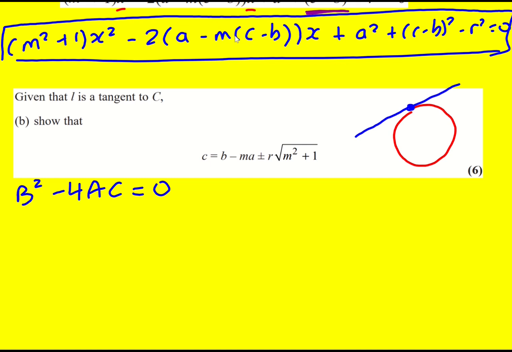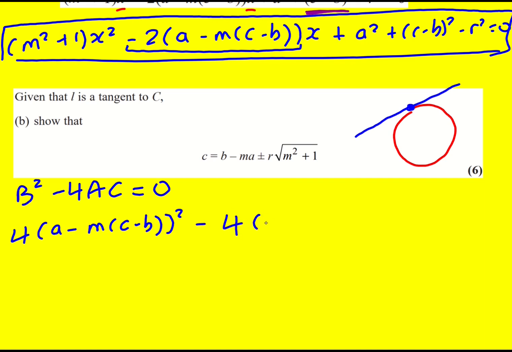All right, let's give this a go. So I'm going to square. This is my B. If I square that, the negative just goes. I'm going to get 4 times (a − mc − b)² minus 4 times (m² + 1) times (a² + (c − b)² − r²), and all of that is equal to 0.